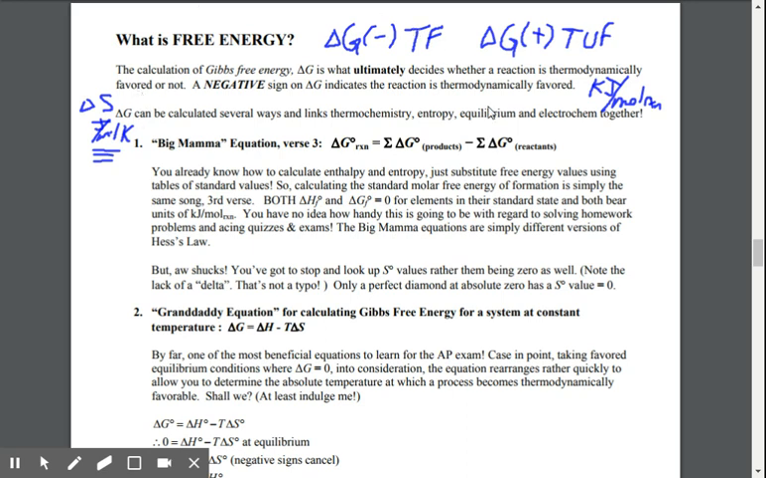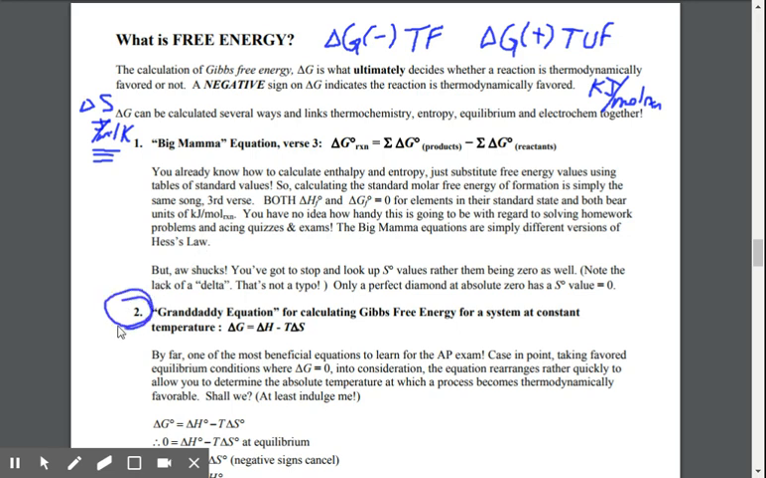So now that we know conceptually what delta G means, let's talk about the different ways we can calculate delta G. The first one, we've seen this time and time again, is Hess's law. Delta G of the reaction is equal to the sum of delta G of my products minus the sum of delta G of my reactants. If we have those delta G values, we can use Hess's law to solve for delta G of the reaction.